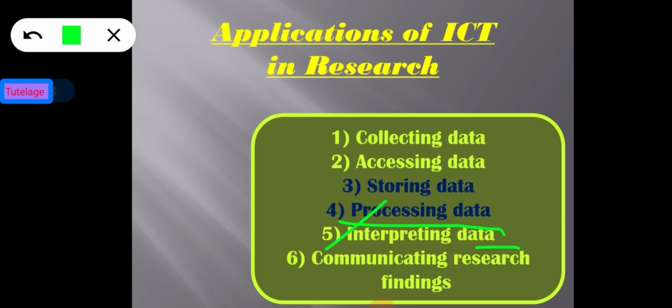So, I think this is clear. Now move on to the last point, that is communicating research findings. ICT, or information and communication technology, can also be used in communicating the research findings. Many of the journals and magazines are available in electronic form, which is easy to share. Thesis or dissertation can also be uploaded online on the designated portals. Shodh Ganga is one such platform.